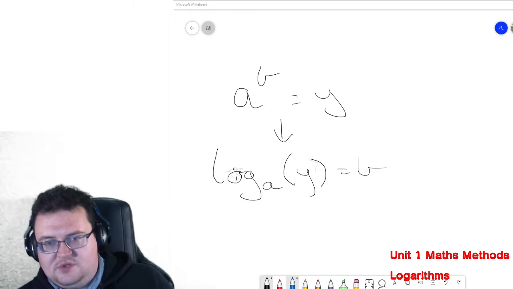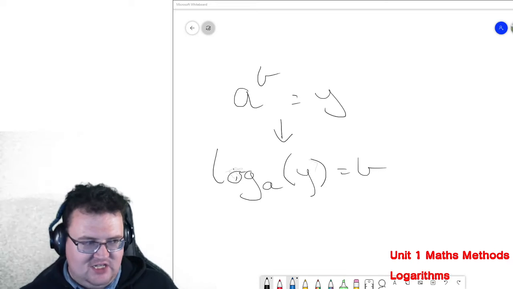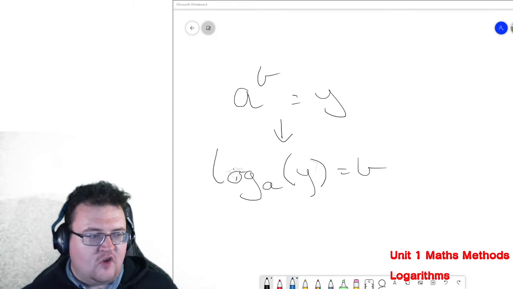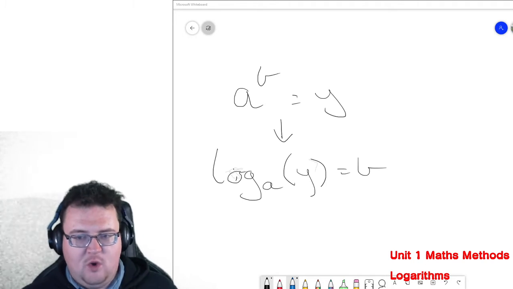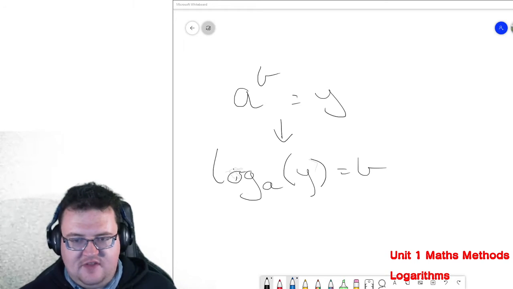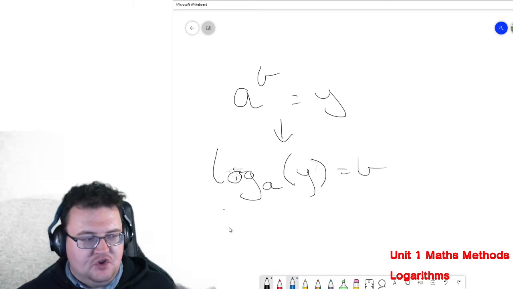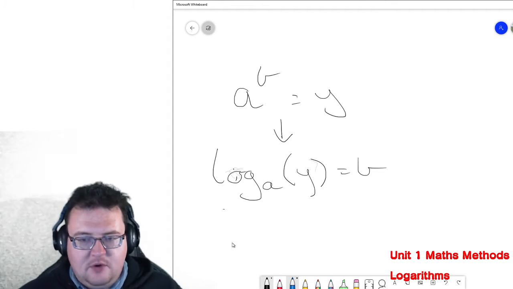So we're looking at logarithms, which are the opposite of exponentials. Basically, they undo each other. So up the top there, I have an exponential: a to the power of b is equal to y. Well, I could also do the inverse of that: the log base a of the value of y is equal to b.